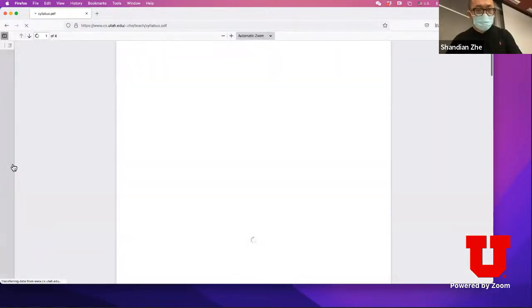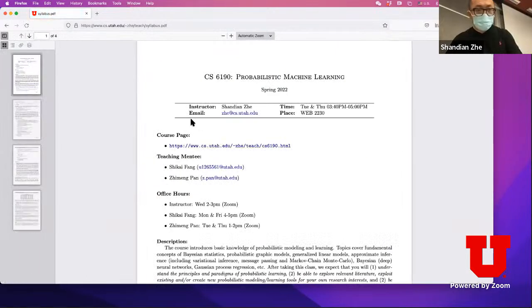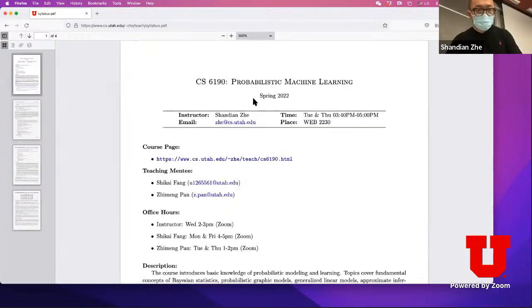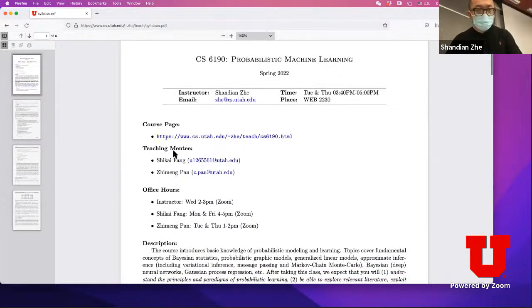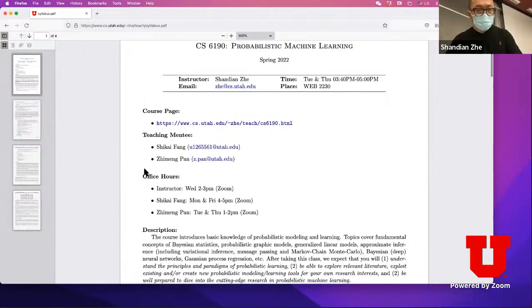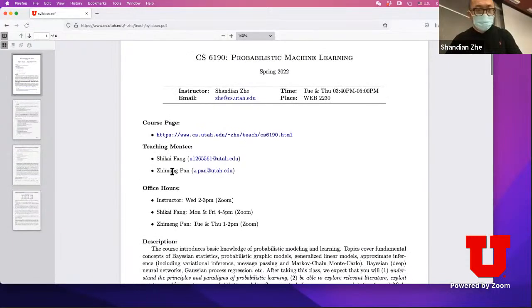Let me open the syllabus first. Here's the syllabus, and this is the course page. We also released the link to the course webpage and the syllabus PDF in our Canvas, so you can access the course webpage through Canvas as well. We have two teaching assistants in this class, Shikai Fang and Zhimeng Pan.